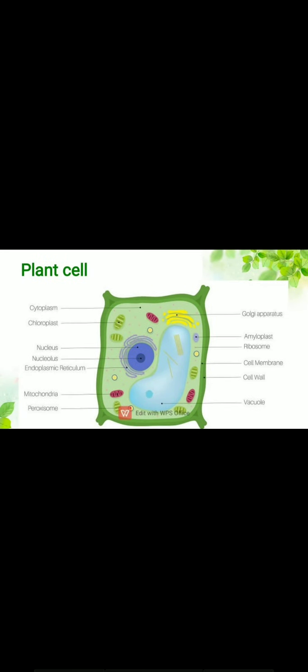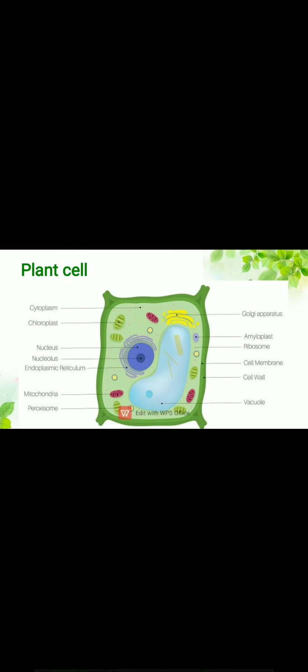The next one is types of cells. There are two types of cells: plant cells and animal cells. Plant cells are present in plants, and animal cells are present in animals. The next is the picture of a plant cell to show you how it looks. This is the picture of a plant cell having a nucleus, chloroplast, vacuole, cell wall, cell membrane, cytoplasm, mitochondria, and so on.